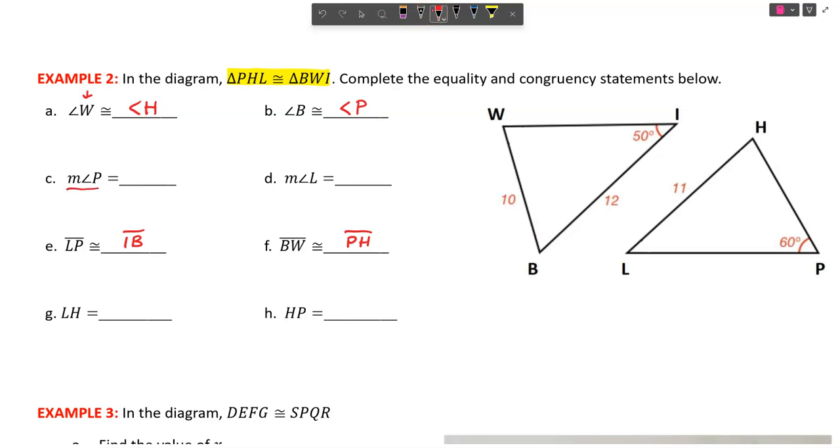So I want to know what angle P is actually equal to. And when I look over here, I see that it's equal to 60 degrees. So I just directly look at it and identify it.